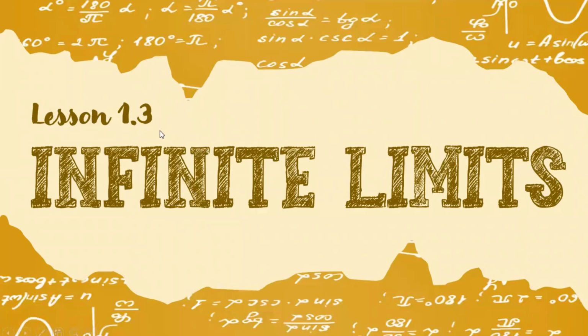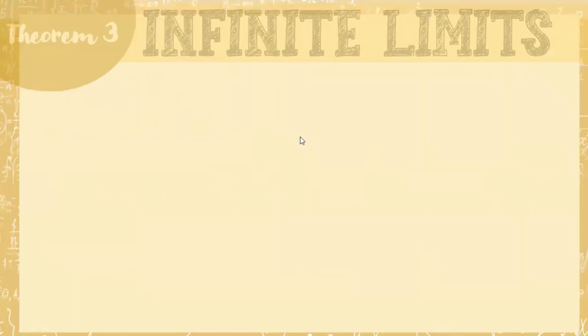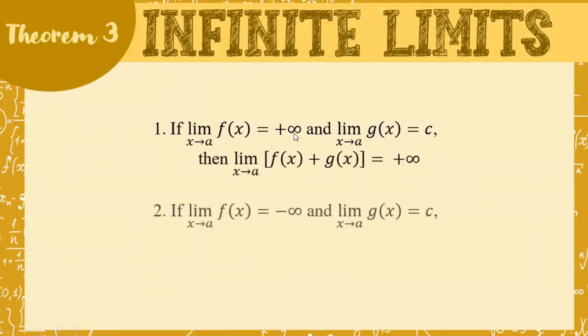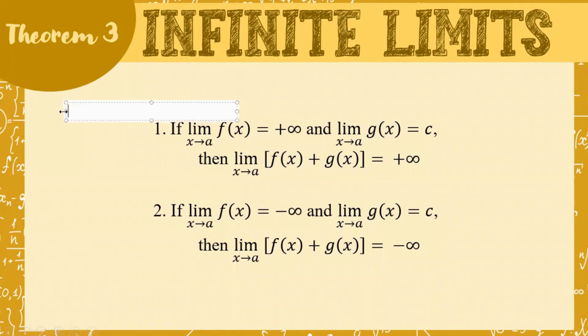Okay, welcome to lesson 1.3, Infinite Limits, part 3 for Theorem 3. For the third theorem, we have two possible answers: negative infinity and positive infinity. We can only use Theorem 3 if the given limit is addition or subtraction. Again, if the given is addition or subtraction, then I will be using Theorem 3.